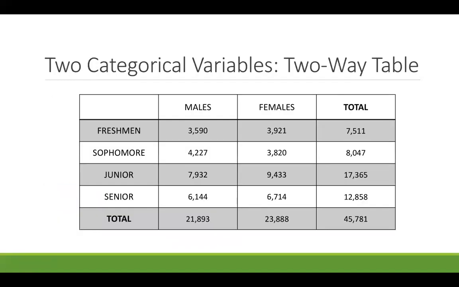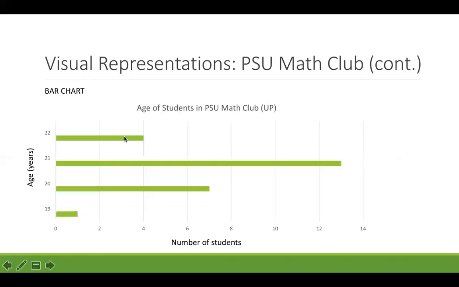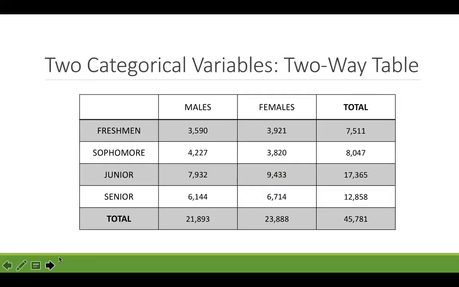So next is a two-way table, also called a contingency table. So data with two categorical variables like this can be visualized in a segmented bar chart or a clustered bar chart, which is similar to the previous bar chart, except each bar will be segmented by another category.